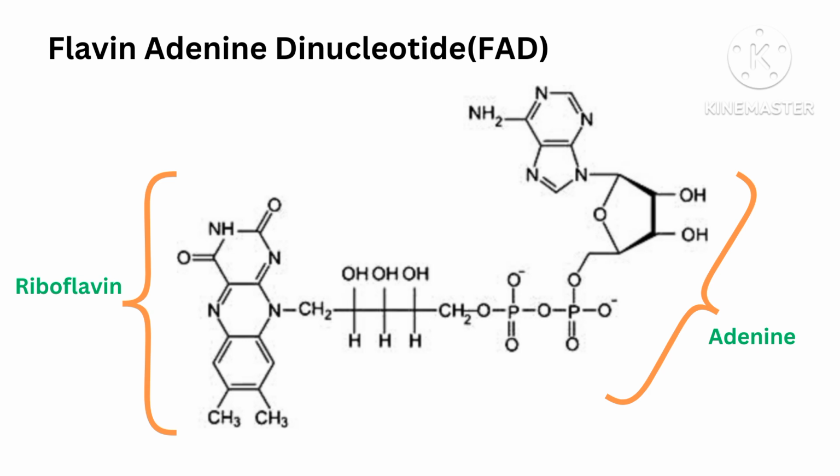FAD, flavin adenine dinucleotide. FAD consists of: 1. Riboflavin, flavin mononucleotide or FMN, the active site for redox reactions. 2. Adenosine monophosphate, AMP, which provides structural stability. FAD is involved in the electron transport chain and the oxidation of fatty acids and amino acids.